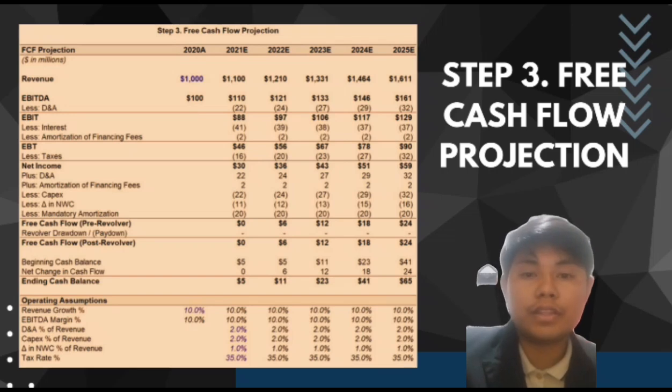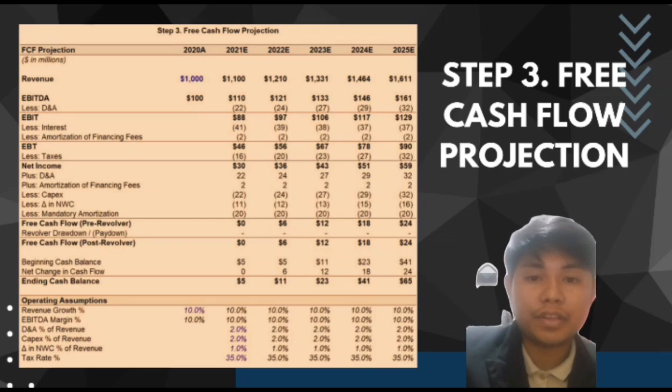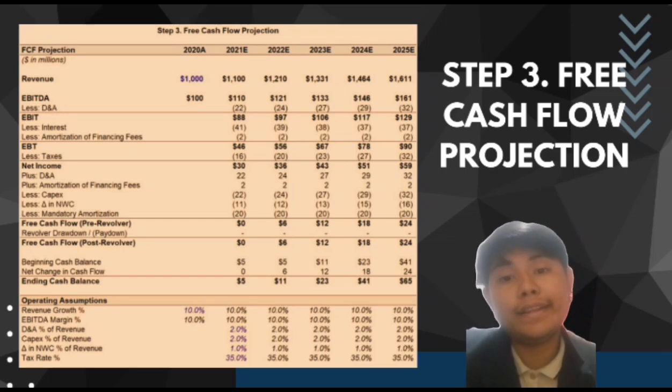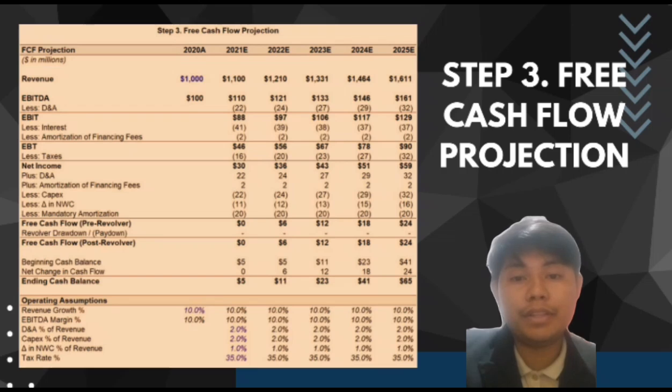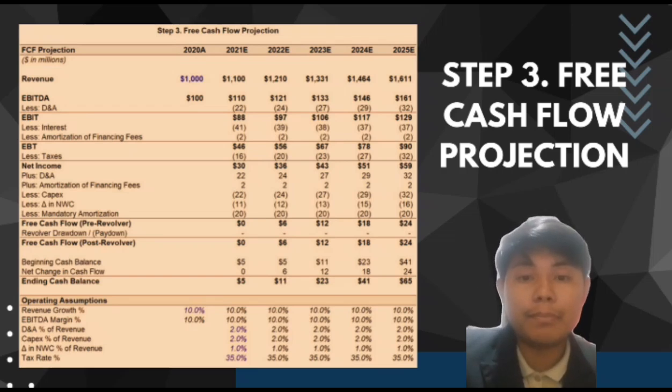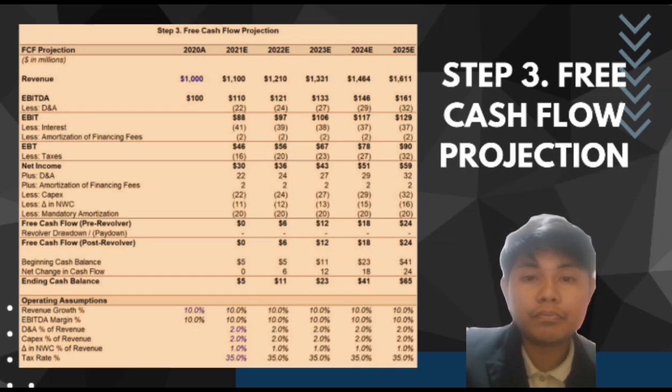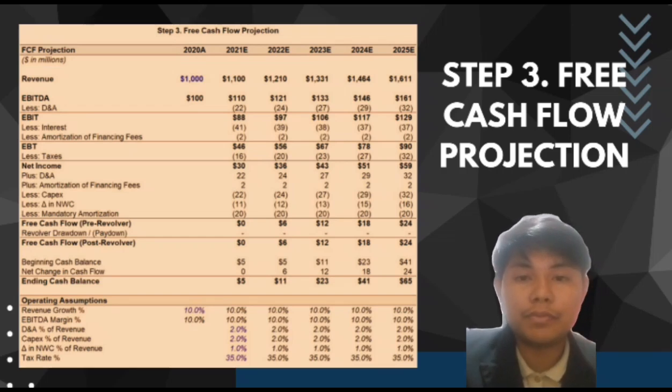Step 4 is calculate EBT. EBT equals EBIT minus interest and financing fees. Step 5 is calculate the net income. The net income equals EBT minus taxes, 35%. Step 6 is calculate the free cash flow. The FCF equals net income plus depreciation plus financing fee amortization, minus capex, 2% of revenue, minus change in working capital, 1% of revenue, minus debt repayment. Step 7 is update cash balance: ending cash equals beginning cash plus FCF.